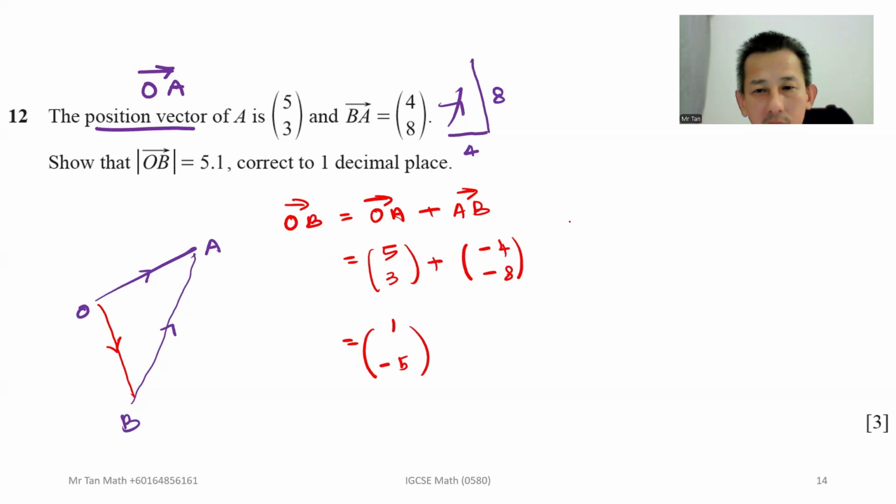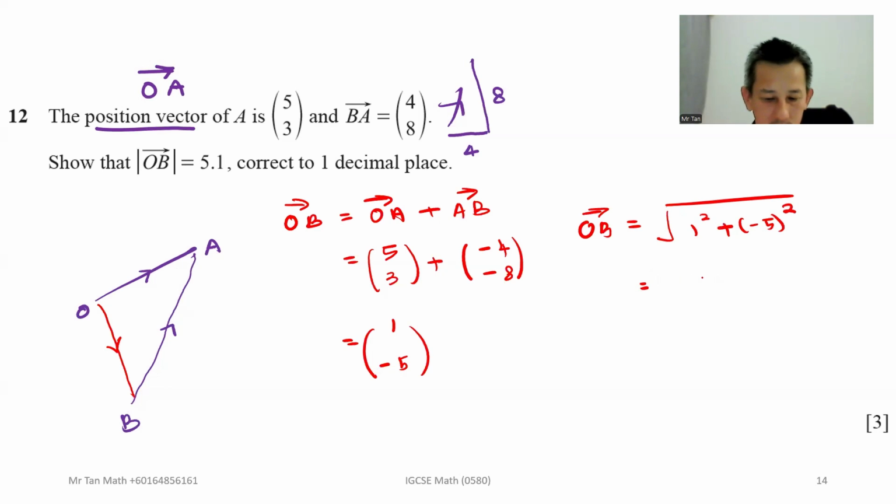To find the magnitude of OB, so OB equals the square root of 1 squared plus negative 5 squared. You calculate, you should get 5.09. To 1 decimal place, it is 5.1.